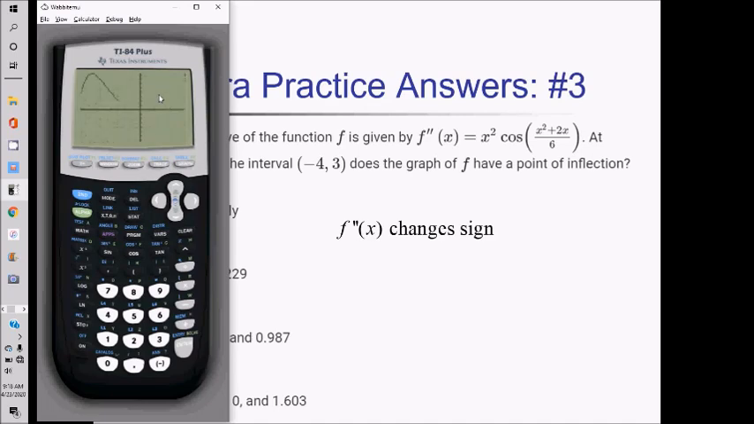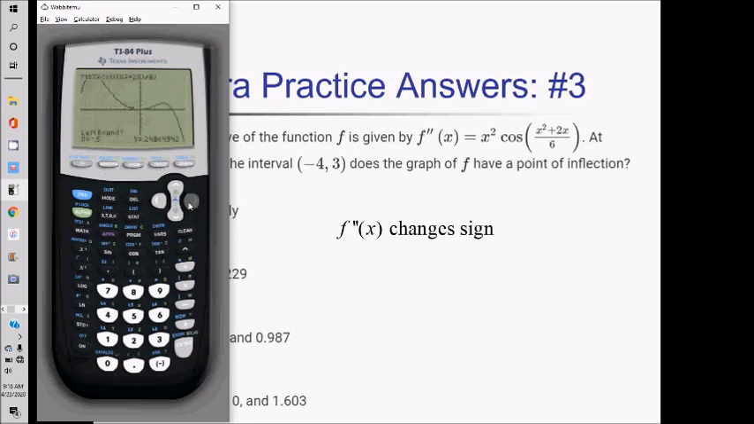Now again, we're looking for sign changes. So there's not a sign change, that's actually a bounce. This is a sign change over here. We're crossing the x-axis here. So we've got second trace, zero, option 2.